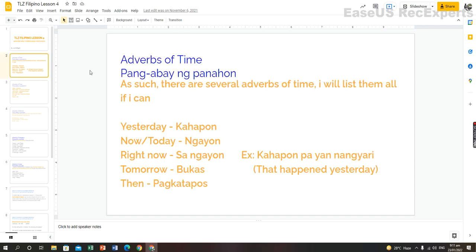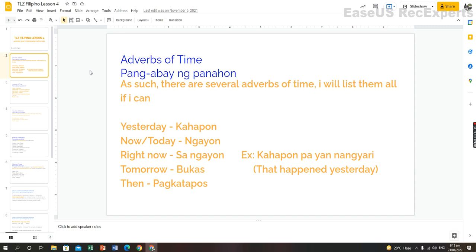So first we go for adverbs of time, since from my opinion it's the most used kind of adverb, where we state the time or when it happened. So we say it in pang-abay ng panahon. Pang-abay meaning an adverb and panahon meaning time. As such, there are several adverbs of time. So yesterday, kahapon, today, ngayon, right now, sa ngayon, bukas, pagkatapos. So for the example, you can say kahapon pa yan nangyari. That happened yesterday. That's how you form a sentence.